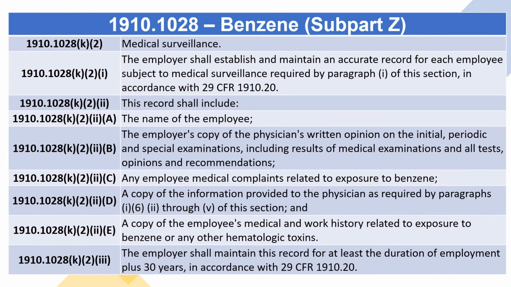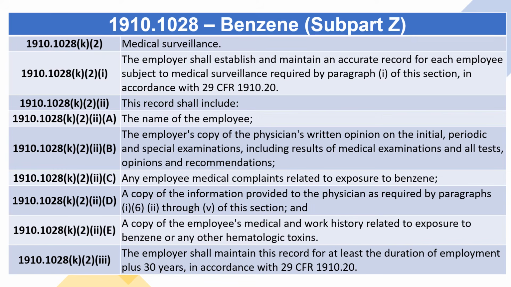1910.1028(k)(2). Medical surveillance. 1910.1028(k)(2)(i). The employer shall establish and maintain an accurate record for each employee subject to medical surveillance required by paragraph (i) of this section, in accordance with 29 CFR 1910.20.